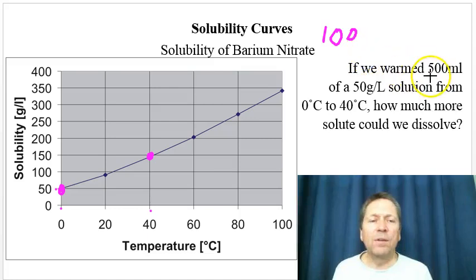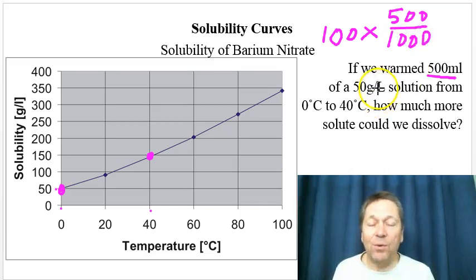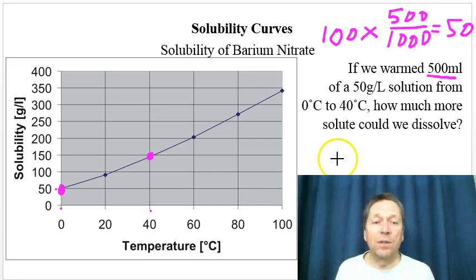grams per litre, but we don't have a litre. We've got 500 millilitres, that's half. Okay, so we're going to multiply it by 500 over 1,000 because we've only got half a litre. We've only got 500 millilitres. So it's going to be half of that, so that's going to give us an answer of 50 grams. 50 grams more could dissolve into 500 millilitres of the solution.